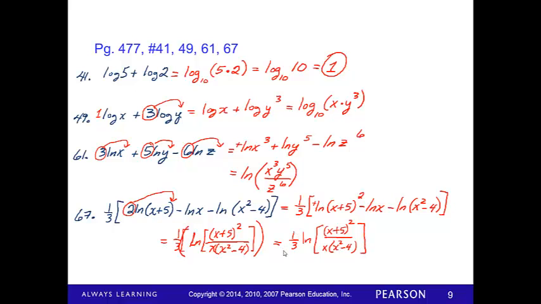The last thing we need to do is move this 1/3. We need our coefficient to be a positive 1. So this 1/3 is going to become the coefficient, but realize that it's on the outside of this entire argument. So this will become the natural log of x plus 5 whole thing squared over x times x minus 4, all raised to the 1/3 power. This entire thing is raised to the 1/3 power, since the 1/3 was on the outside of the natural log, and this is the entire argument.